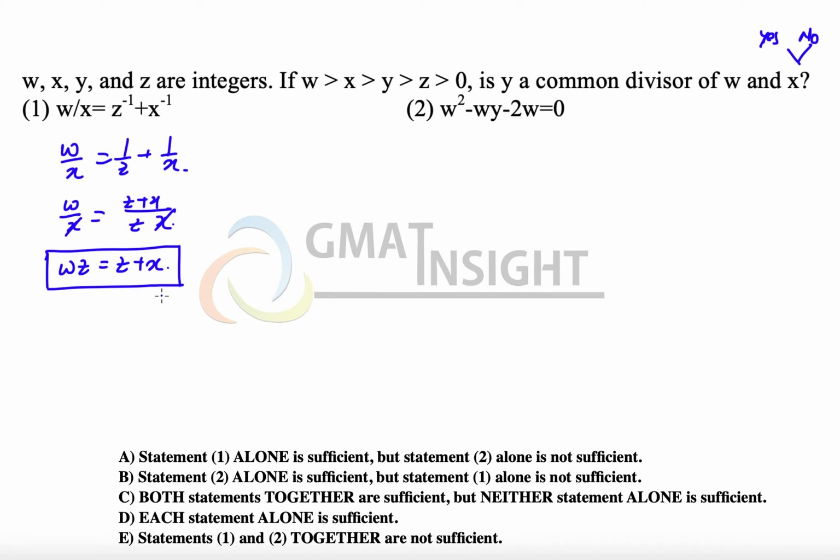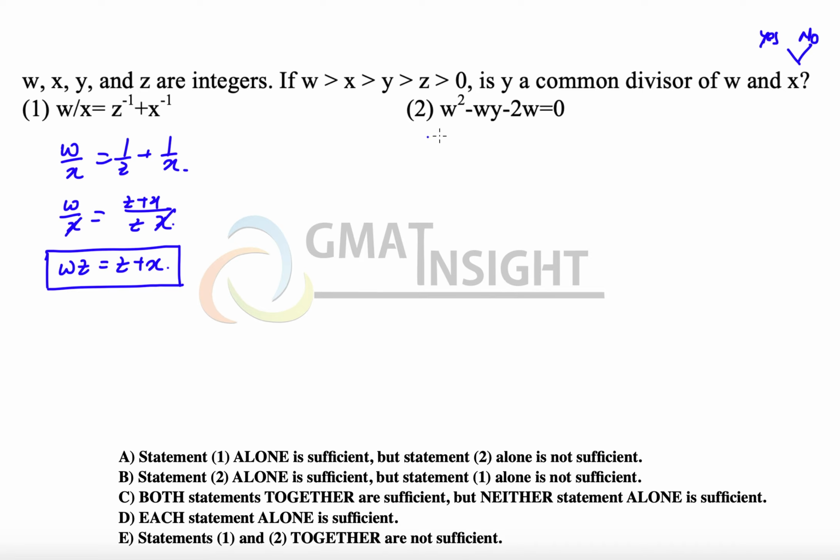And considering that, I might want to move to the second statement, right? So I'm leaving the first statement right here, assuming that the first statement is going to be not sufficient because I don't have any information about y, while to answer the question, I need to have some information about y. Now let's go to the second statement.